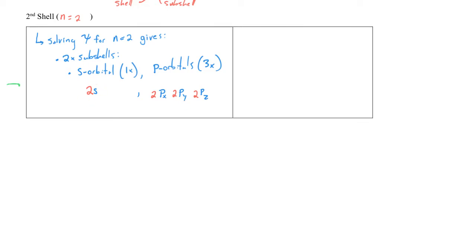So let's write all that down, kind of summarizing what we just talked about. At the subshell where n is equal to 2, we find that the wave equation tells us there are two subshells, or two types of orbitals.